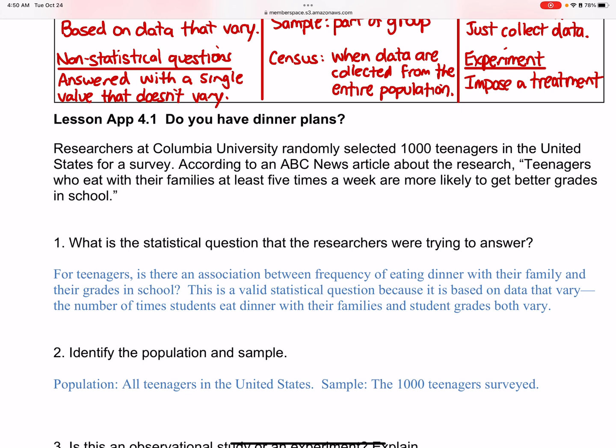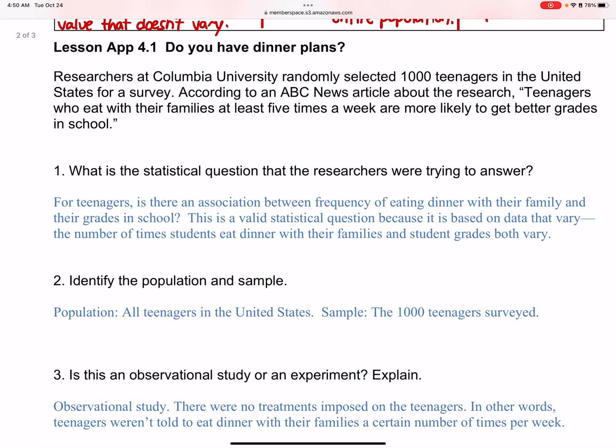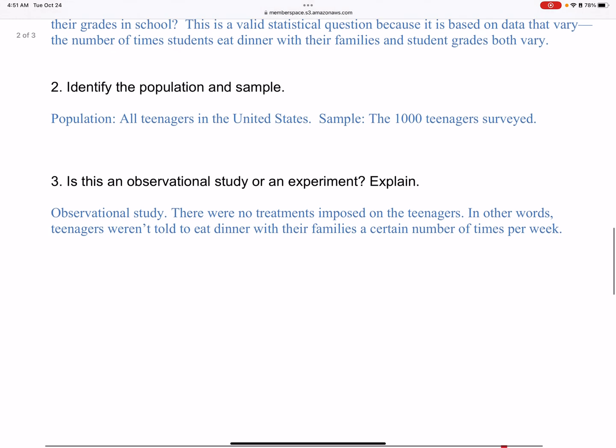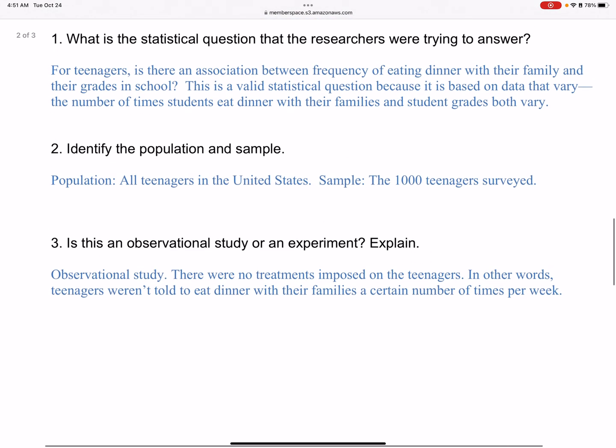The population is all teenagers in the United States, and the sample was the 1,000 teenagers that were surveyed. Again, this would be very difficult to do, but we're just saying if they were able to do it, that's how it would be done. But the sample has to be part of the population. This is an observational study because I am not doing anything to the data. I am just asking a question, and no treatments are imposed.